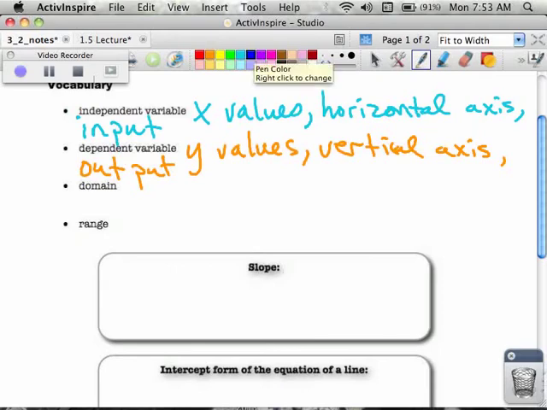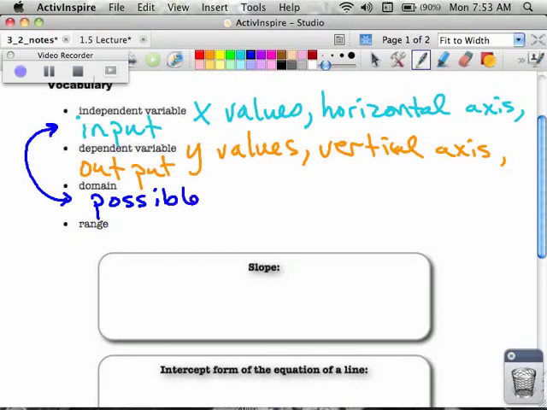Our domain really is also referring back to our independent variables. So in other words, these are our possible x values, and they should be logical, meaning if you're talking about how many tickets can you sell, you shouldn't say negative 25. That doesn't really make a lot of sense.